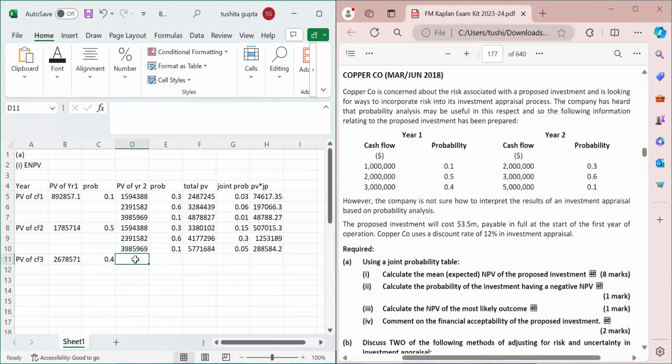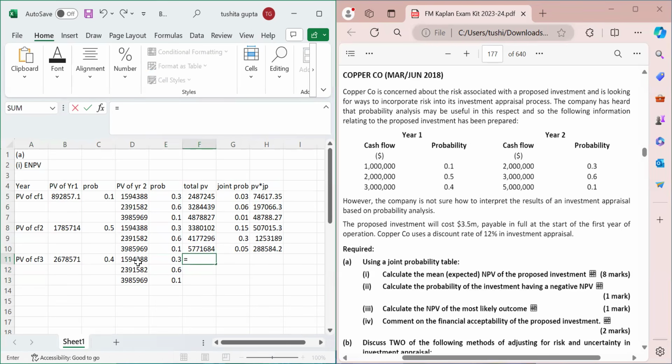Now let us mention the present values of year 2 probabilities. These are nothing but the same figures from here, so you can copy paste them here. Now these are the values. Again, probabilities can also be copy pasted. These remain the same, so I paste this over here.